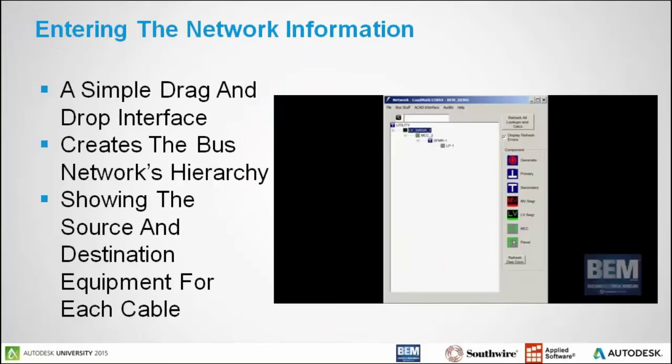This is the LoadMatic Network. Similar to a one-line system diagram, we will drag and drop components from the component palette onto the bus palette, and it will align the buses and create electrical connectivity between our buses.